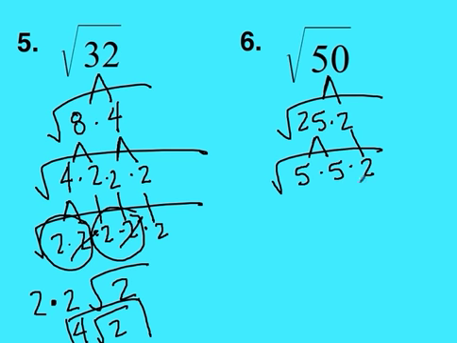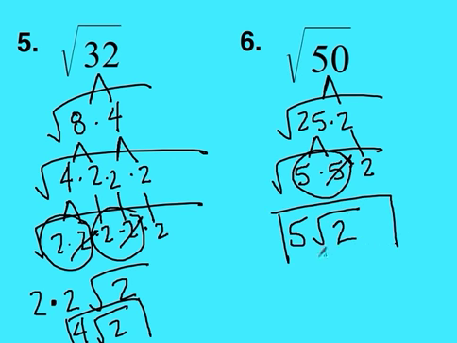I can't break down 5 or 2, so I'm going to circle my pairs. Circle my pairs, write one down, cross the other out. I didn't do anything with square root of 2, so I'll leave it. So my answer is 5 square roots of 2.